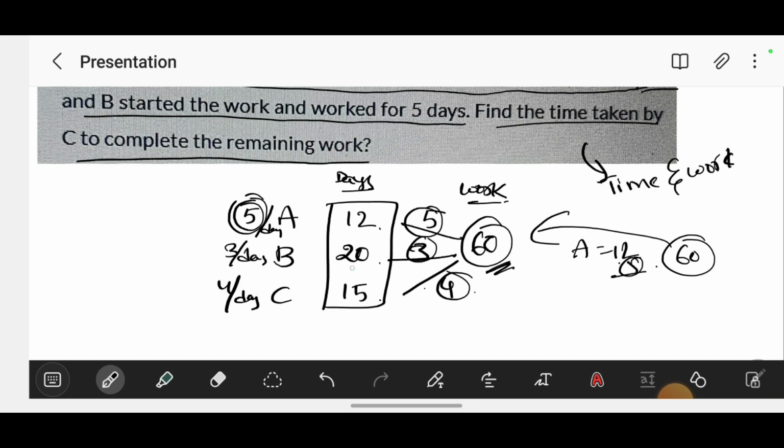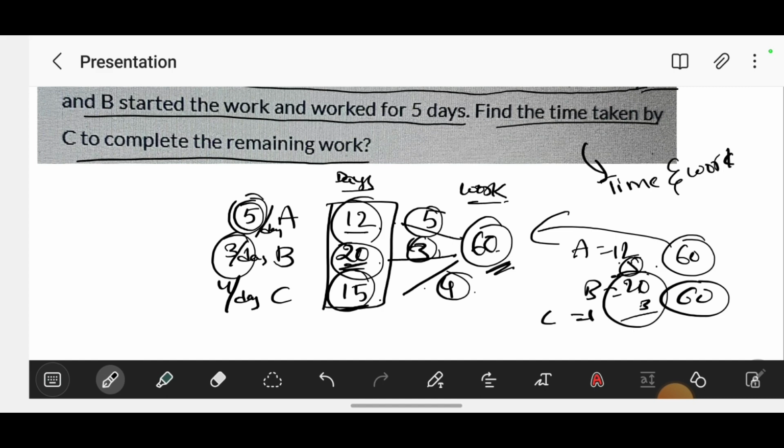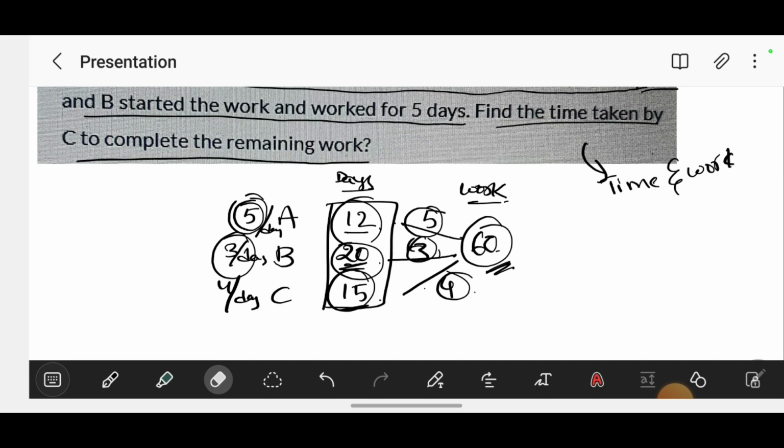Total work is done. And for B it is 20 days, and he is taking 3 units per day. Which number multiplied gives 60 for 12, 20 and 15? For 20 it should be 3, 20 3s are 60, and for 15 it should be 4, 15 4s are 60. In this way, A is 5 units per day, B is 3 units per day, C is 4 units per day.